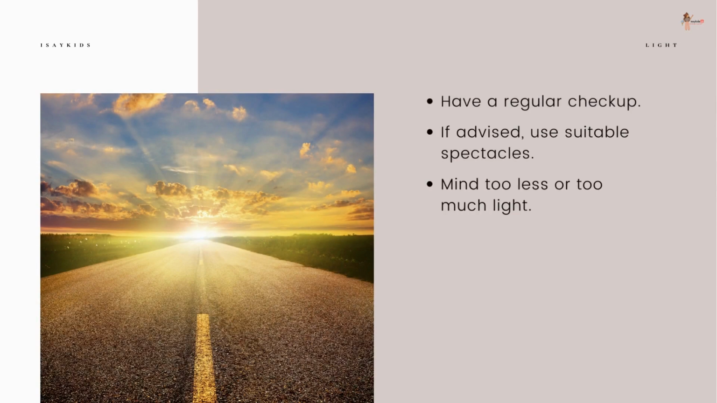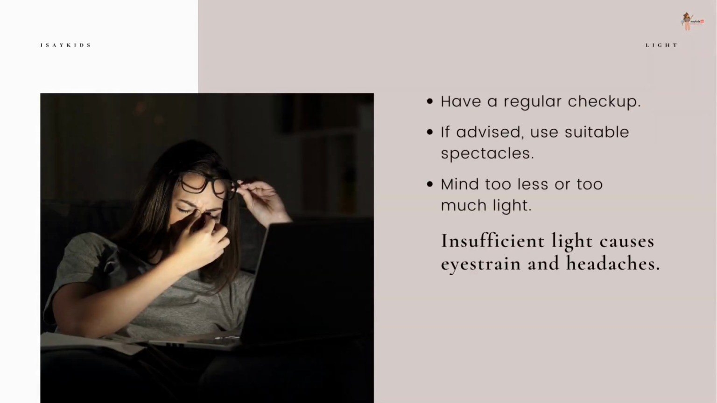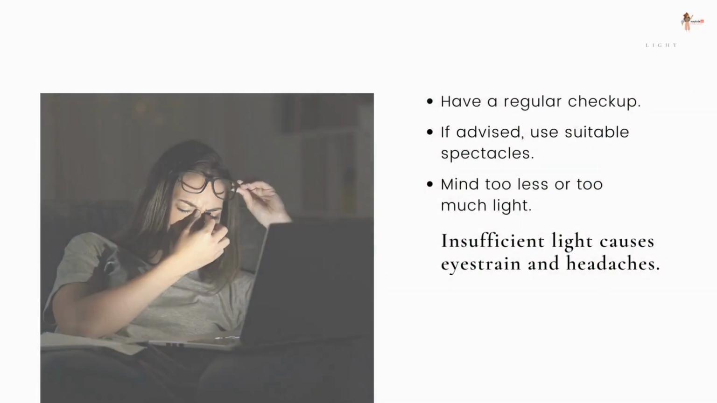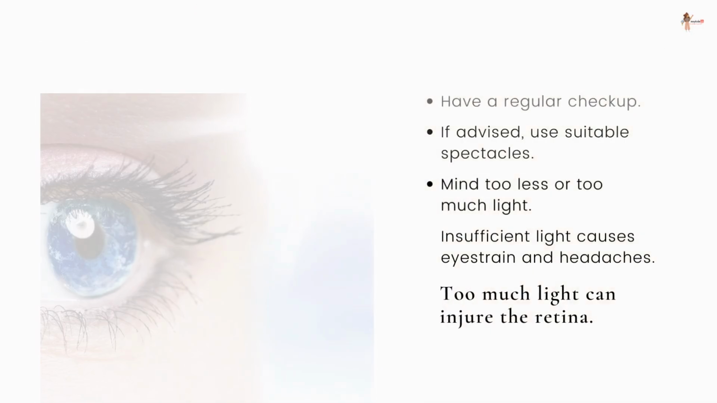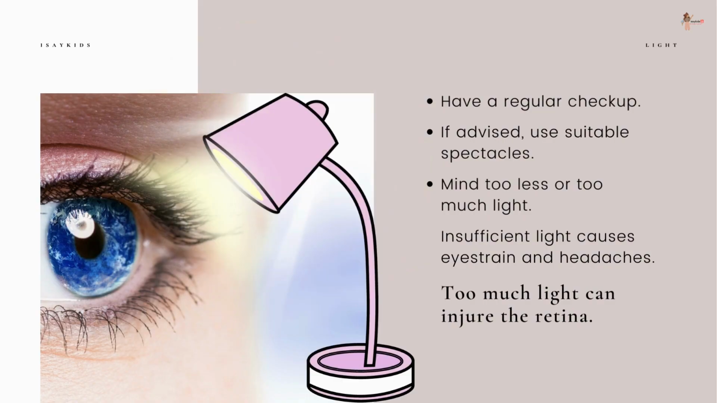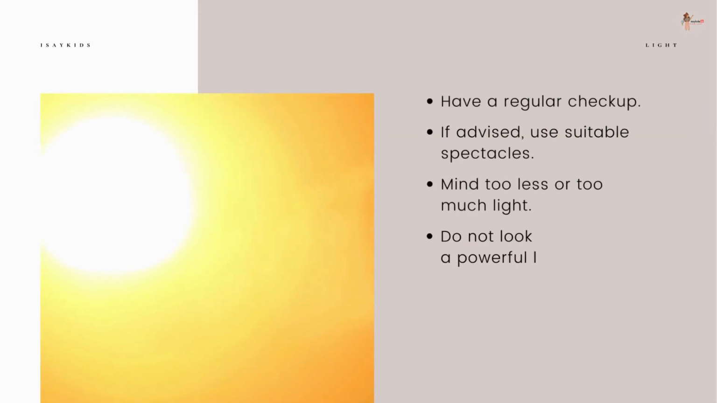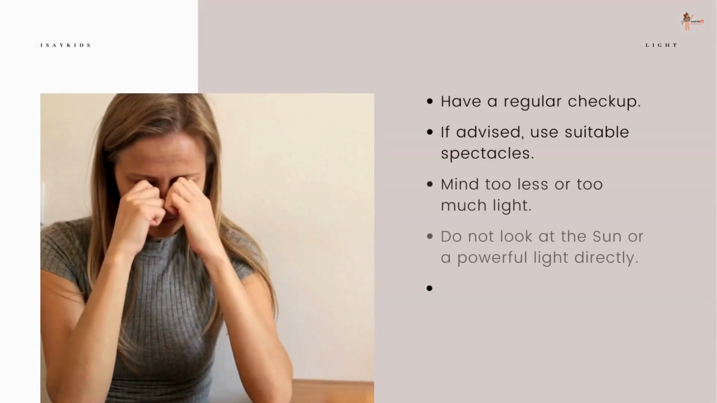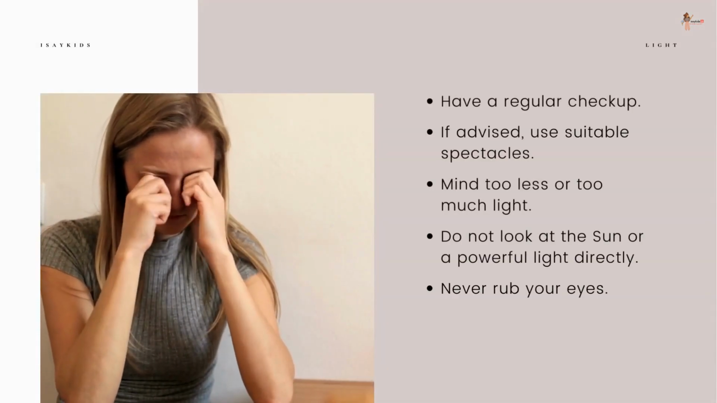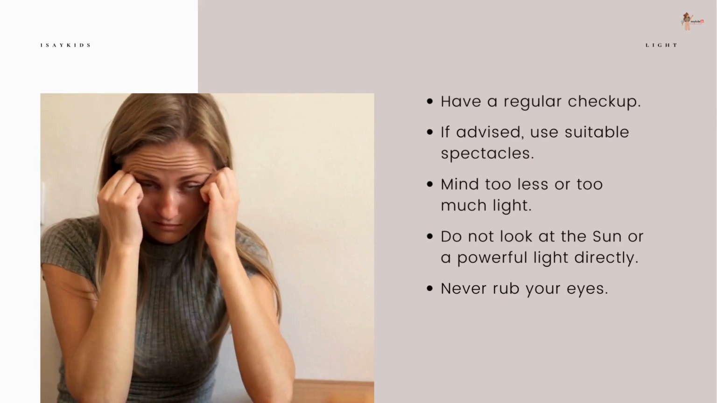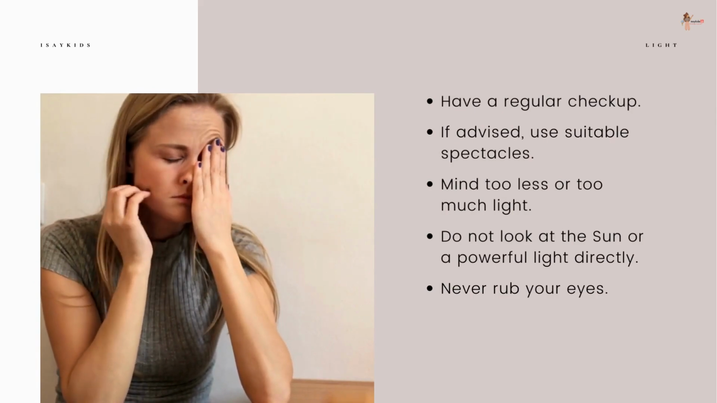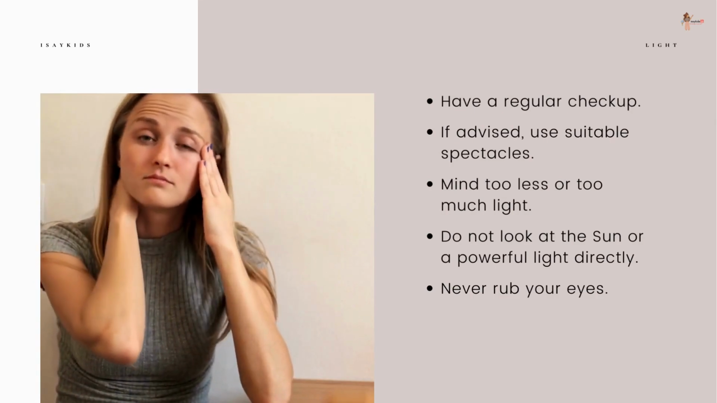Too little or too much light is bad for eyes. Insufficient light causes eye strain and headaches. Too much light, like that of the sun, a powerful lamp, or a laser torch, can injure the retina. Do not look at the sun or a powerful light directly. Never rub your eyes. If particles of dust go into your eyes, wash your eyes with clean water. If there is no improvement, go to a doctor.